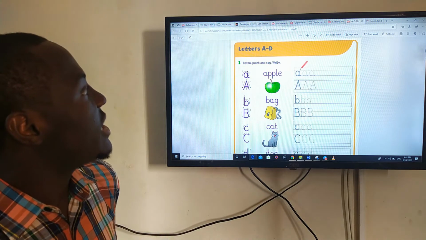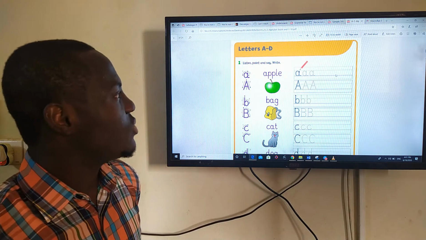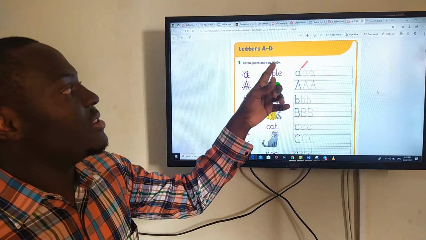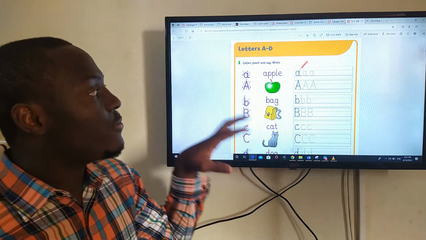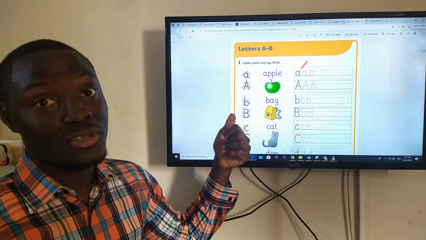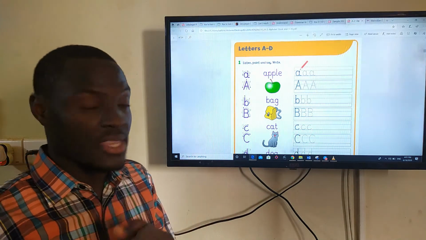Now, if you look here, we have letters A to D. The instruction here is what? Listen, point, and say. Then the last thing they've written, after a full stop, is Write. But the focus here is on you writing, not listening, because there is no audio in the book for you to listen to. And that is what we are planning on doing maybe in our next video.